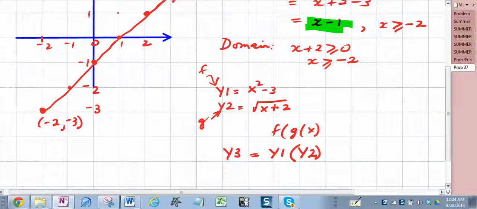But you'll end up with all three graphs unless you do what we call deselect, the little squares to the left. If they're all checked, they're all dark, your grapher will graph all three graphs. You want to deselect y1 and y2 so you only see the composition function, and it should be the graph that we have sketched here.